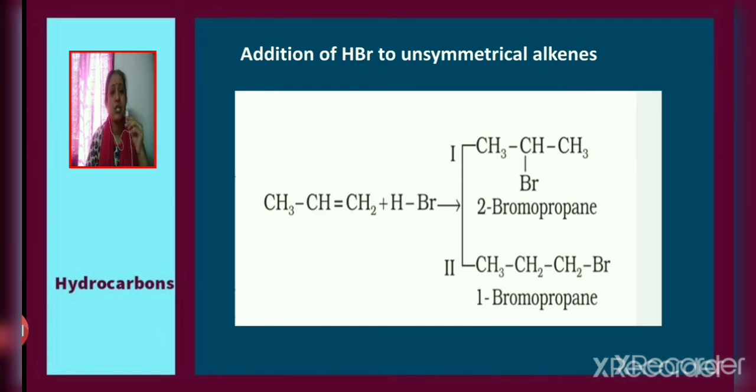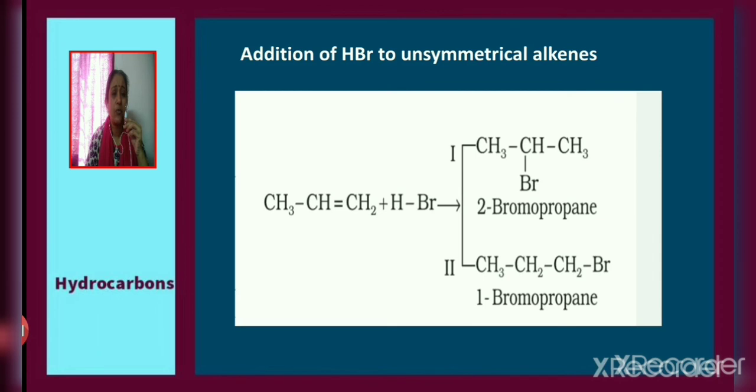Now consider addition of hydrogen bromide to unsymmetrical alkenes. Propene, CH3CH=CH2, is an unsymmetrical alkene. So addition of HBr can take place in two different ways. Bromine may get attached to the CH carbon and hydrogen may get added to the CH2 carbon. In another case, bromine may get attached to the CH2 carbon whereas hydrogen may get attached to the CH carbon.